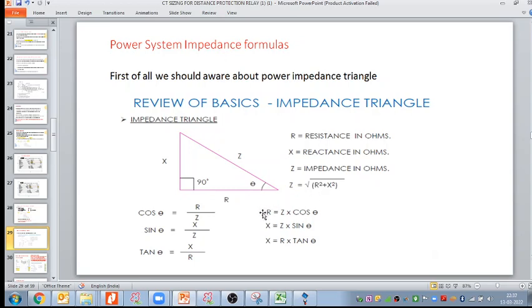So if we know Z, we can find out R. R will be Z into cos theta, X will be Z into sin theta, and X will be R into tan theta, because I'm going to apply this formula. Before coming to the calculations, I'm telling you the basics of the formula. Now, taking this formula, we can find out the source resistance and reactance.